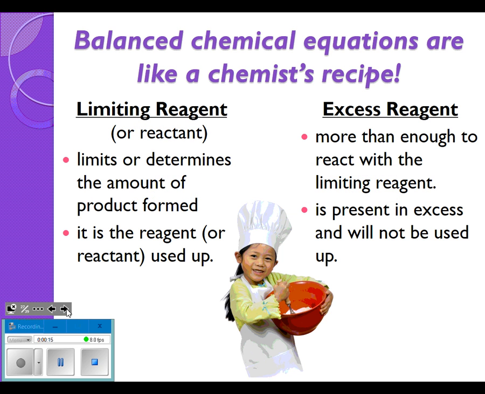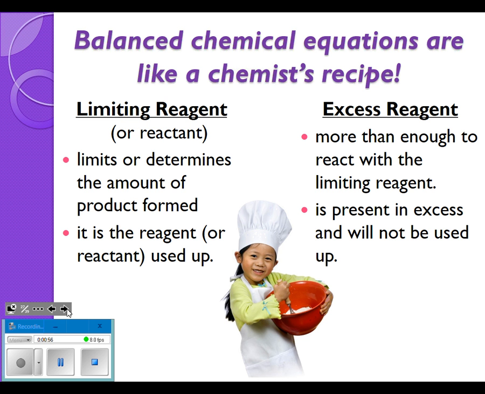Balanced chemical equations are again like a chemist's recipe, and there's always something that's going to determine how much product you can form. It's actually going to get used up completely, and it's called your limiting reagent or limiting reactant. You should know that definition. It just determines the amount of product that can be formed. And then there's something called an excess reagent or excess reactant. Remember, these are always things you start with, and there's always more than enough of those. There's actually going to be some left over when you get done.